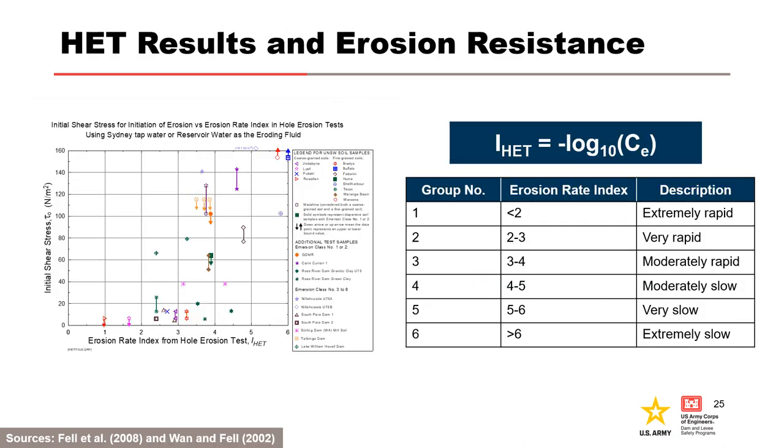Wan and Fell expressed the erosion rate in the form of an erosion rate index, or IHET. Soils can be classified into six groups according to their erosion rate index. The representative erosion rate index is the IHET for the soil compacted to a density ratio of 95% of standard Proctor maximum dry density at optimum moisture content. It is applicable to erosion of materials within holes, slots, or cracks. A logarithmic scale is used, and the rate of erosion of soils varies by up to 5 orders of magnitude.